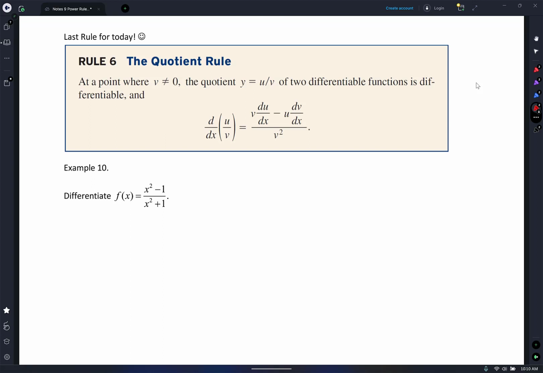So low means bottom, and then high means top, right? Because high, what's on high. And then if you hear me say d high, that means derivative of the top. And if you hear me say d low, that means derivative of the low. That makes sense? So low d high minus high d low over low low.